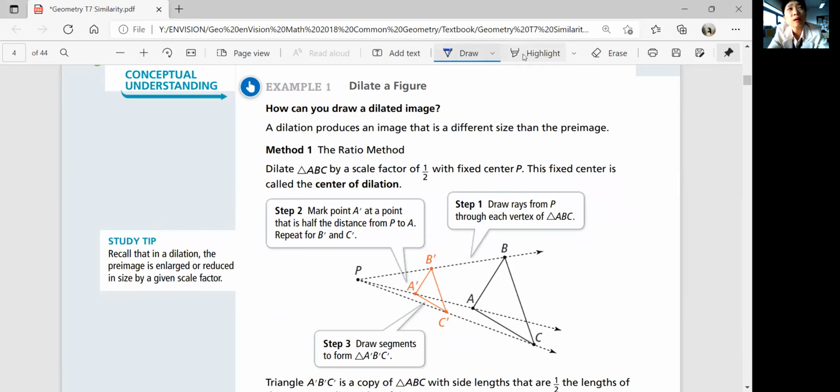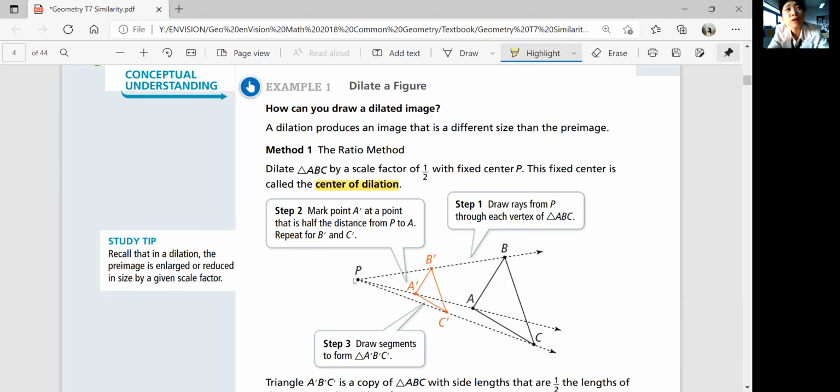So method 1, we're going to talk about the ratio method. There's a vocabulary here. When you dilate triangle ABC, the bigger one, by a factor of 1/2, A prime, B prime, C prime is 1/2 the size of the original triangle ABC. And you have a fixed center P that helps the dilation. This fixed center here is called the center of dilation. And what does it have to do with this dilation? When you have the center P, that's how you can draw a dilated image with your own hands.